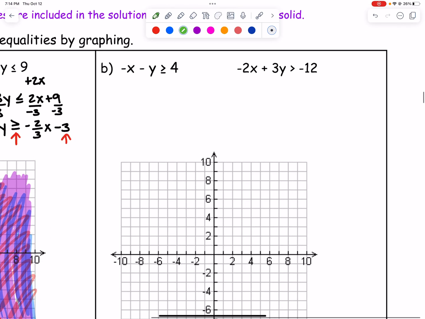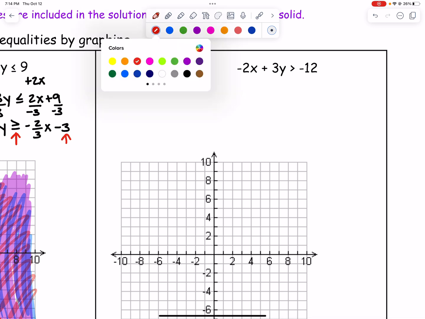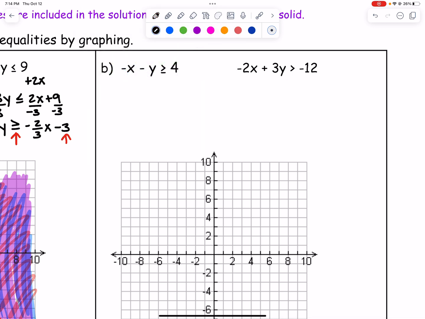So first we need to make sure we get y by itself. So these two both need some work. We have -x minus y is greater than or equal to 4. So let's add the x since it's being subtracted and bring down -y is greater than or equal to x plus 4. And then we need to get rid of the understood -1. So let's divide by -1.